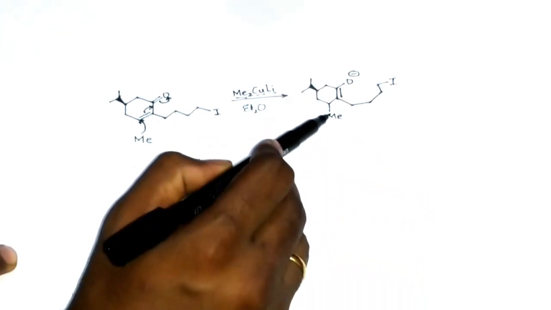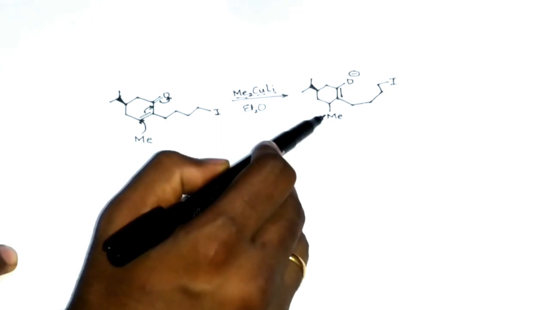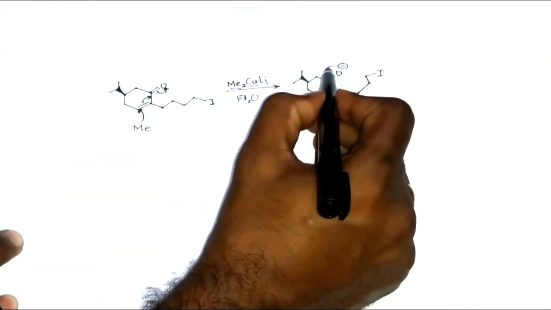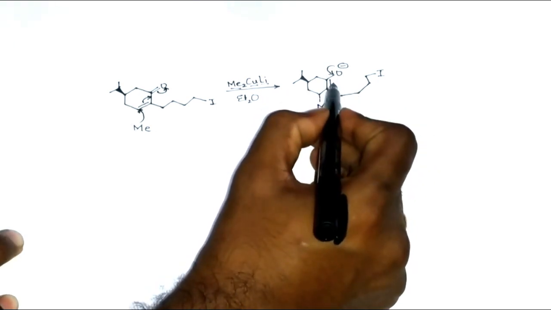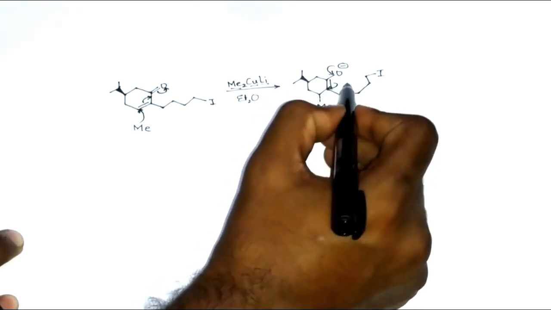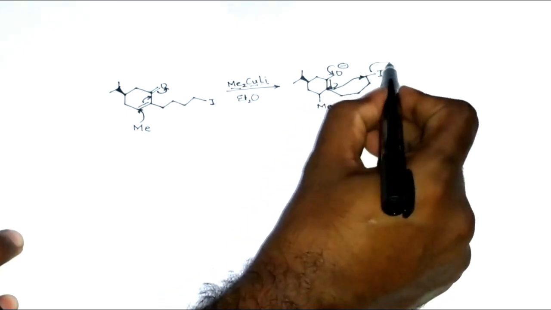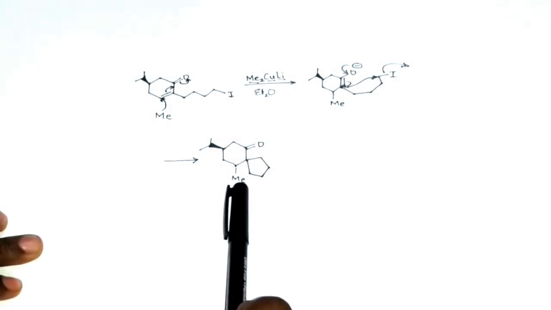This group and this group, they are anti to each other. This pair of electrons will fall here. This pair of electrons will come here, and this will attack this carbon, and the iodine will leave, leading to the formation of this product.